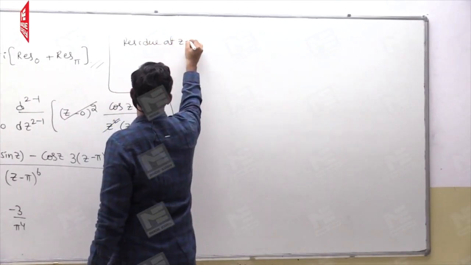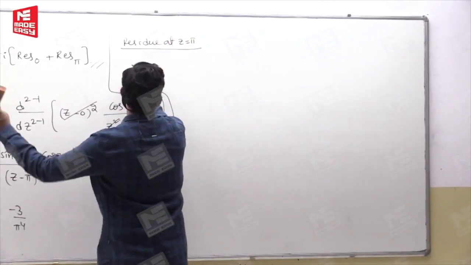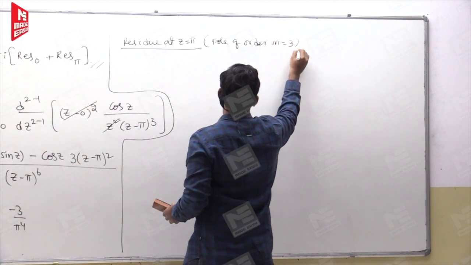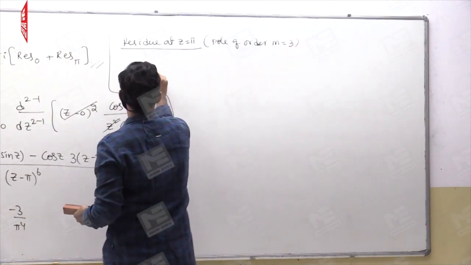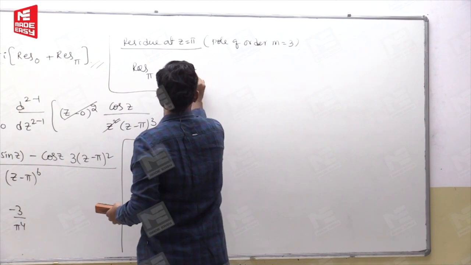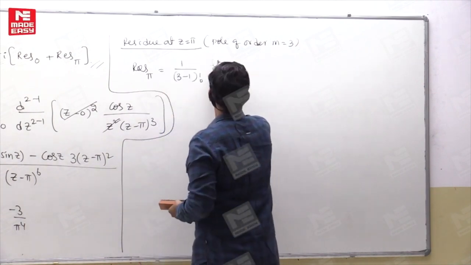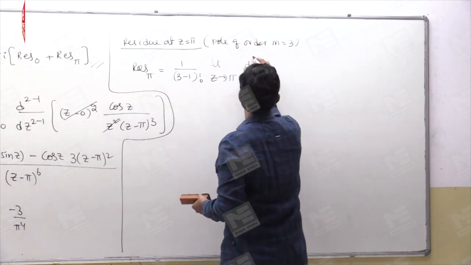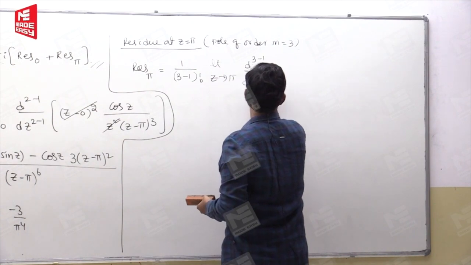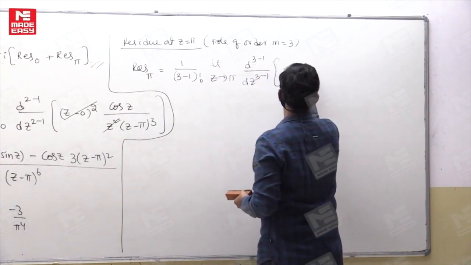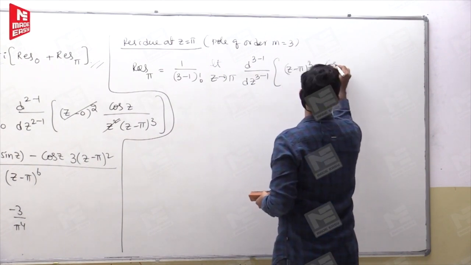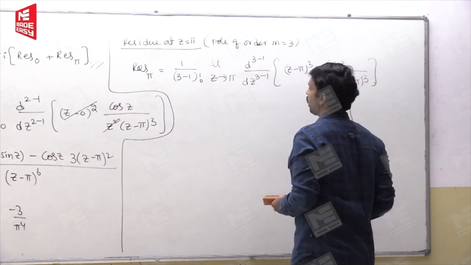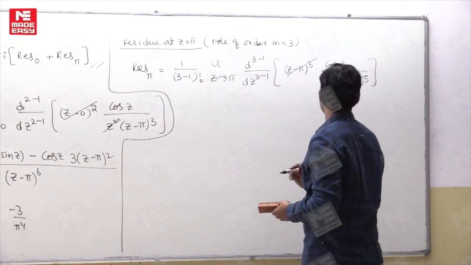Residue at z equal to pi. For this, it is a pole of order m equal to 3 here. Then the residue at pi is given by 1 by (m minus 1) factorial, limit z tends to a, d^(m-1) by dz^(m-1) of (z minus pi) whole cube times cos z by z square into (z minus pi) whole cube. So as per this formula, we take this and these two things get cancelled here.